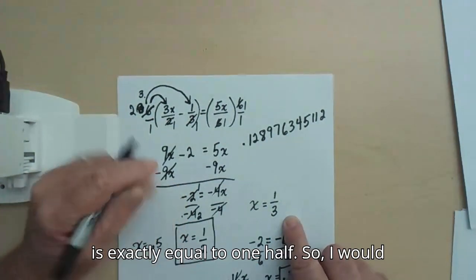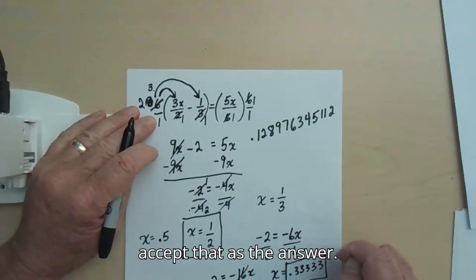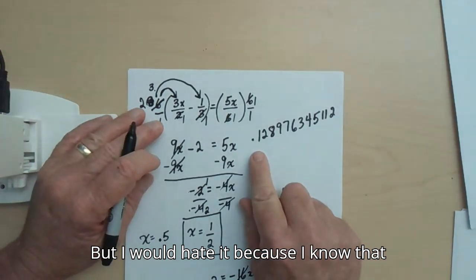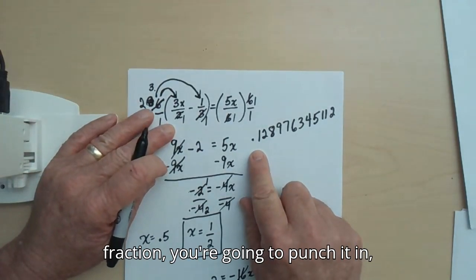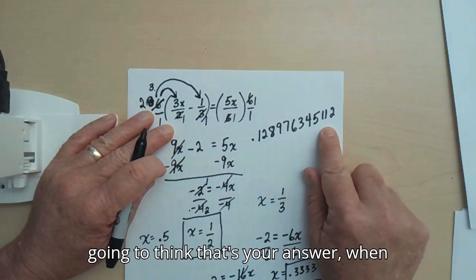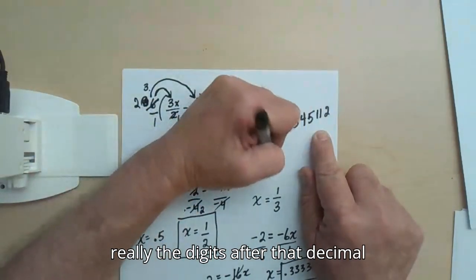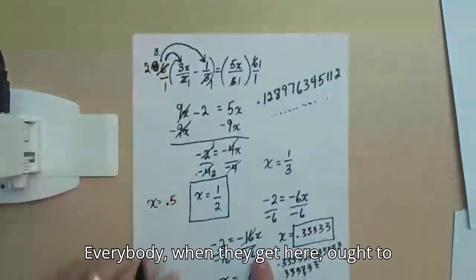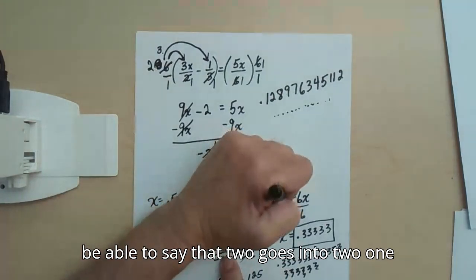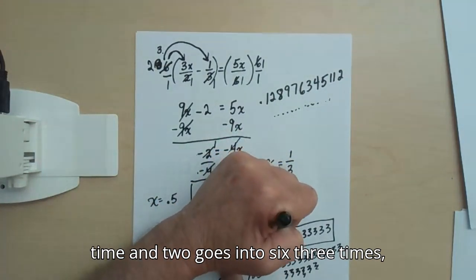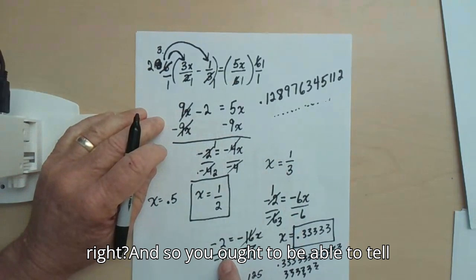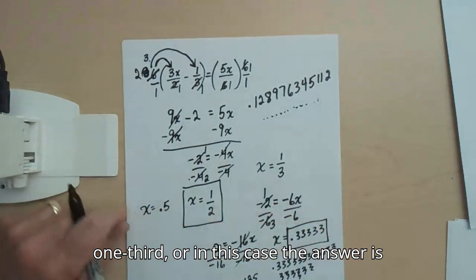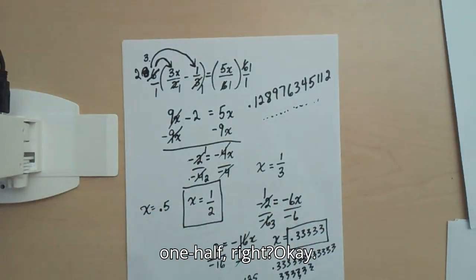So 0.5 is exactly equal to 1/2. So I would accept that as the answer. But I would hate it because I know that sooner or later you're going to get a fraction and you're going to punch it in and you're going to get this and you're going to think that's your answer, when really the digits after that decimal point keep going forever, so you don't really know what the answer is. Everybody, when they get here, ought to be able to say that 2 goes into 2 one time and 2 goes into 6 3 times, right? And so you ought to be able to tell me, like in this case, the answer is 1/3, or this case, the answer is 1/2, right? Okay.